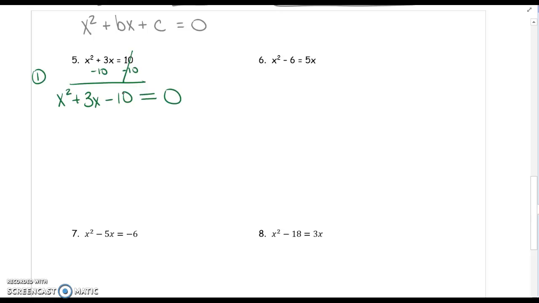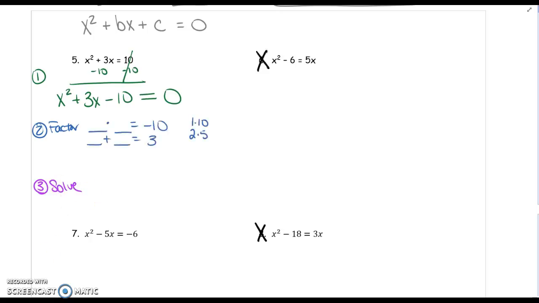Now this problem is just like the problems on the front. So I would like you on your own to do step 2, factor it, and then step 3, solve it. So we're looking for two numbers that multiply to negative 10 and add up to 3. There's only 2 ways to multiply to get 10, 1 times 10 or 2 times 5.